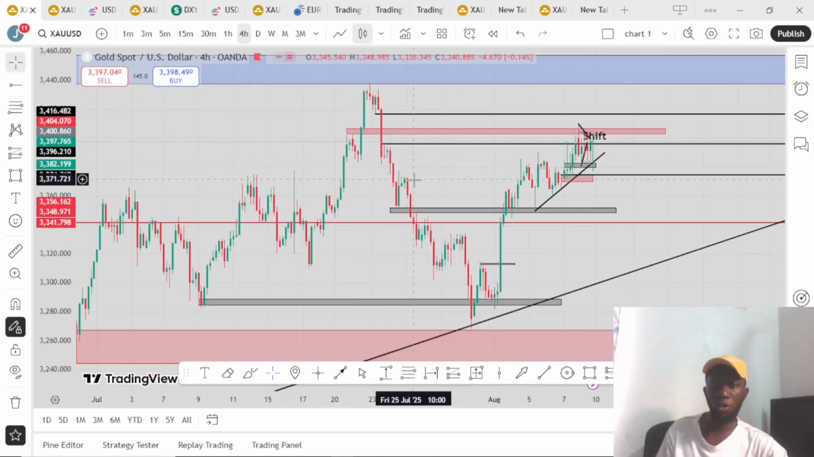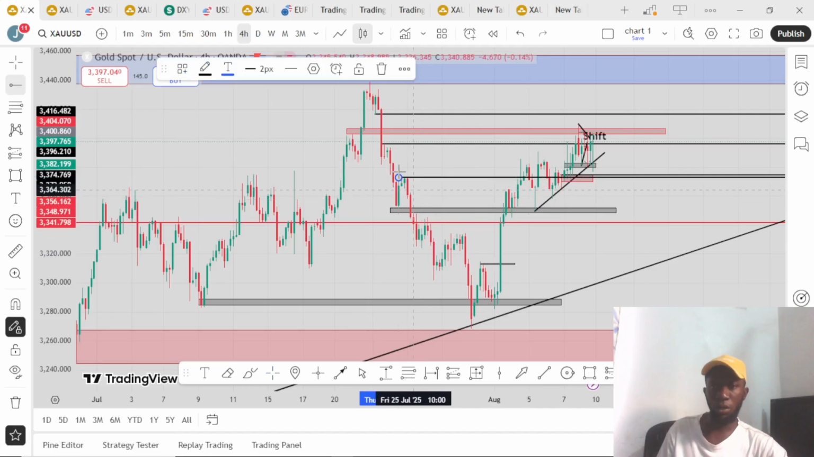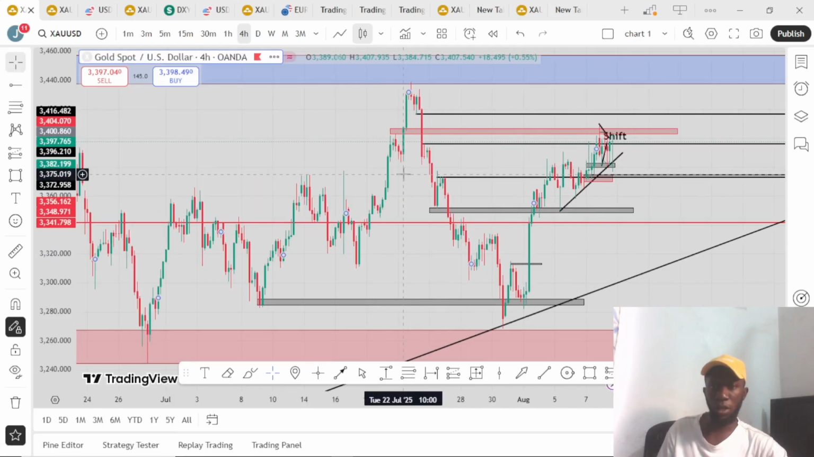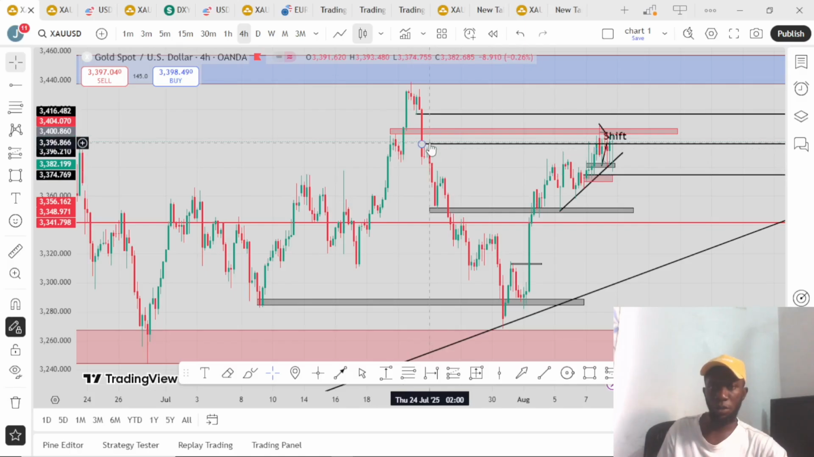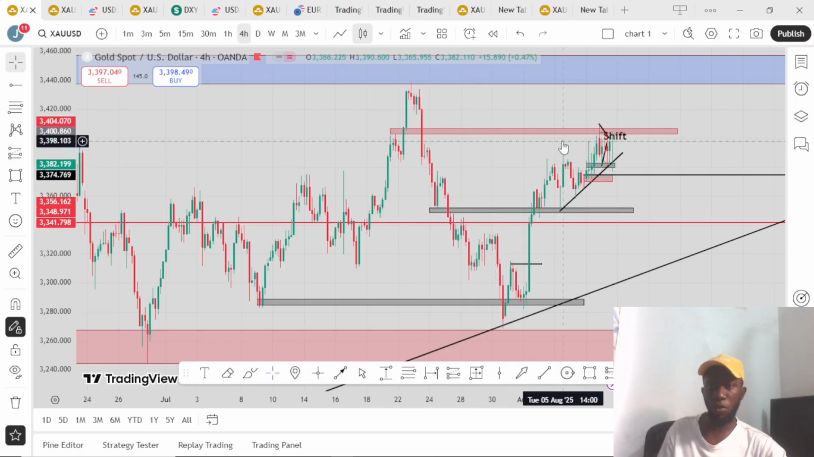So now gold has been swapping, taking the internal liquidities. You see, it came and sparked this internal liquidity, came and took this internal liquidity also. So it took this internal liquidity, it came and took this one here, came and targeted this zone. Now it took this zone, and this is where gold is resting on.